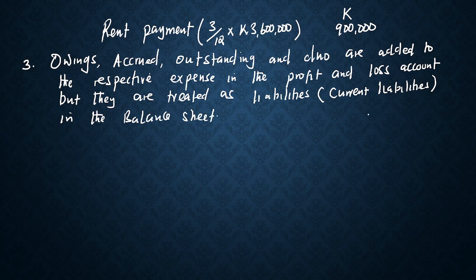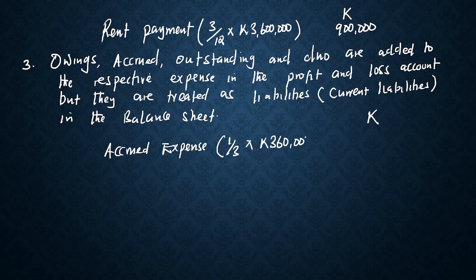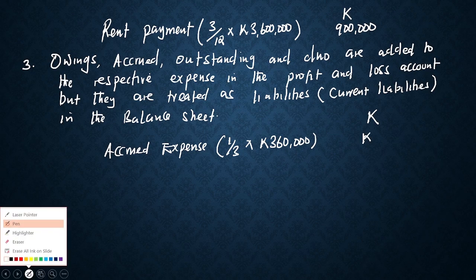So in this case, what are we going to add here? We are going to say that the accrued expense will be 1/3 multiplied by the 360. We're going to have the 120.